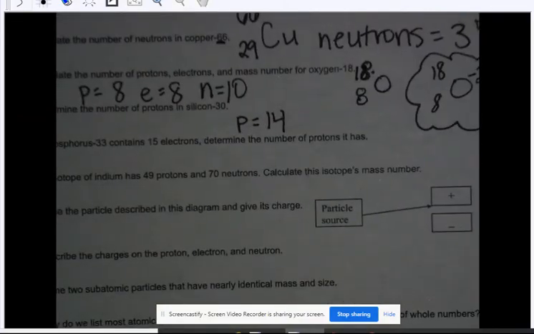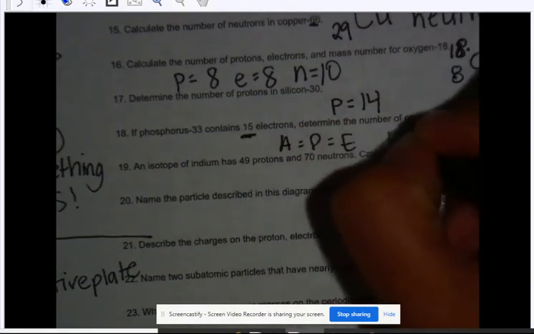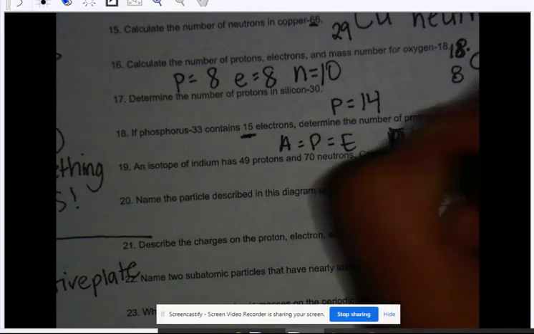All right, number 18. If phosphorus 33 contains 15 electrons, determine the number of protons it has. It is 15 because we're not talking about an ion. There is a phosphorus ion. It has a -3 charge, but we're not talking about that. So since it's neutral, we can go ahead and say A equals P equals E. So therefore, 15 electrons.